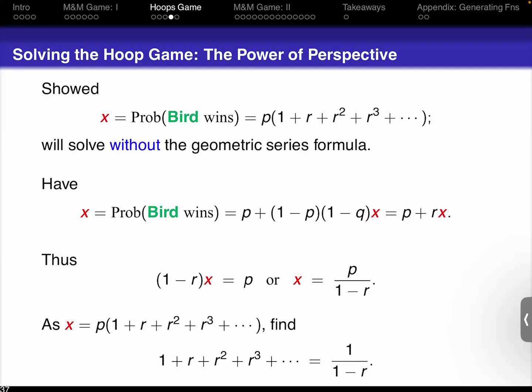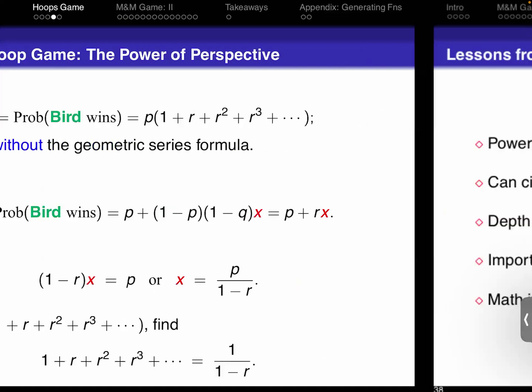It's worth noting that we only proved this when R is the product of two probabilities. You can adjust this method if R is negative, but not if R is complex, unless it's a really nice complex number, if it's a root of unity, if that means anything to you.